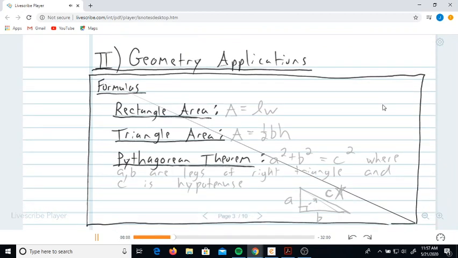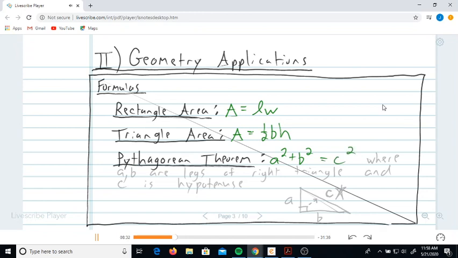So just some formulas here in case it's been a little while. Area of a rectangle is area equals length times width. Area of a triangle is area equals 1/2 base times height. And if there's one formula students tend to remember from high school, it would be the Pythagorean theorem, which is a squared plus b squared equals c squared.